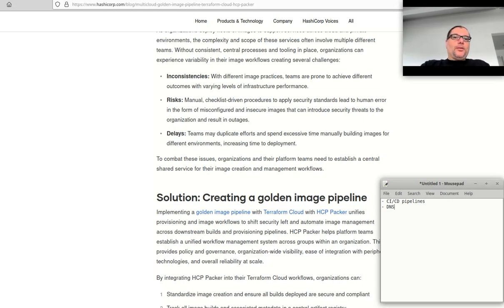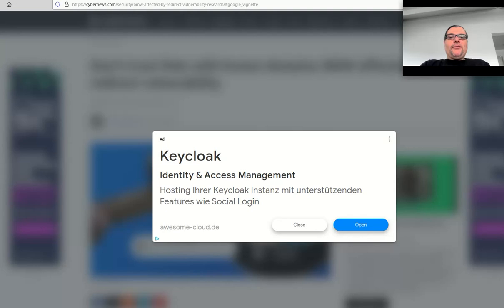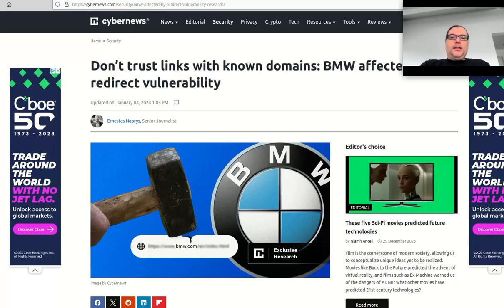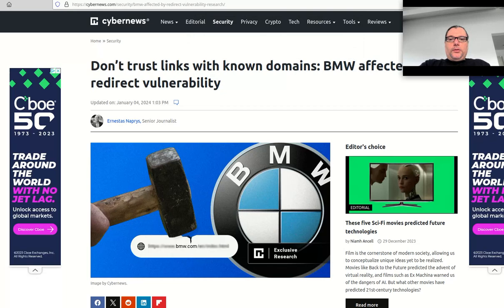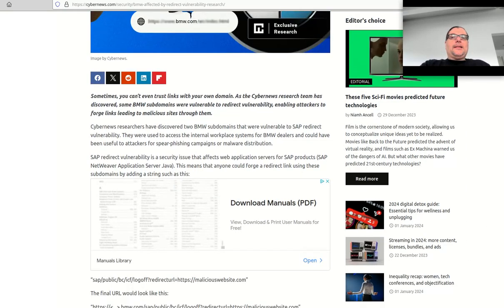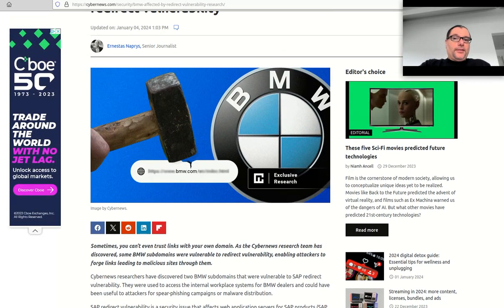I give you an example of something that happened recently in BMW about a redirect vulnerability. So this one is a clear example that is something that gets exploited over and over and over. So you need to look at this general redirection, zone transfer, how is configured your DNS. Okay, so that is another important point.